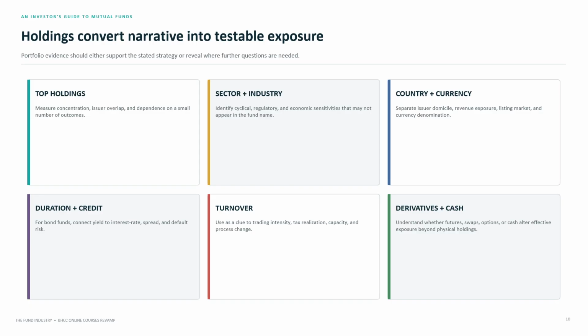Turnover can signal active implementation, tax realization, capacity pressure, or a genuine change in process. Finally, check cash and derivatives. Futures, swaps, options, and cash can materially change effective exposure beyond the physical holdings. Cash can be dry powder, a redemption buffer, or simply a return drag. Holdings should either confirm the stated strategy or generate a very specific list of follow-up questions.